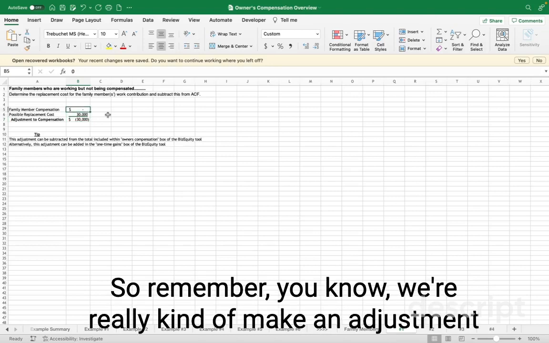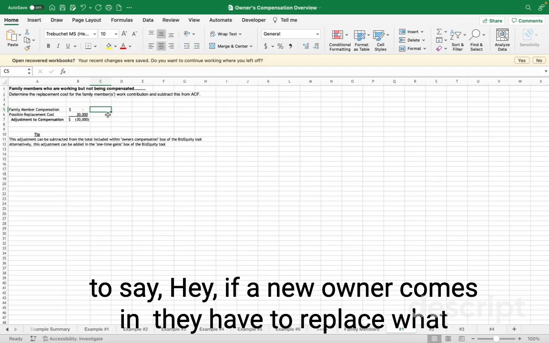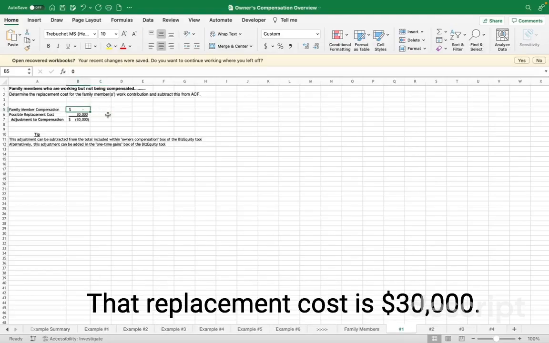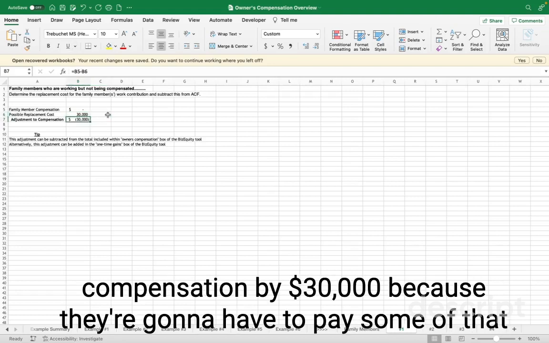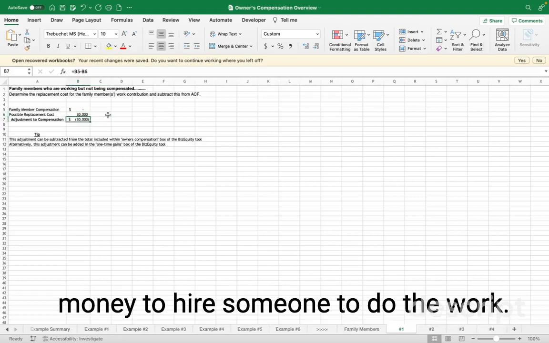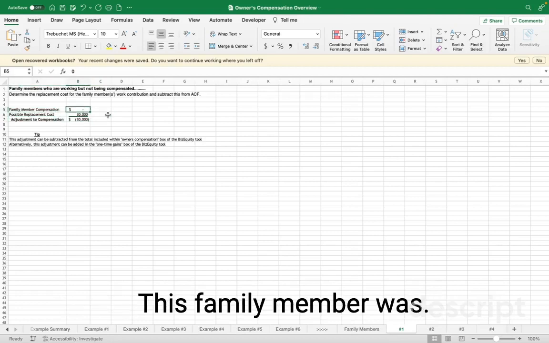So remember, we're really trying to make an adjustment to say, hey, if a new owner comes in, they have to replace what this family member is doing. That replacement cost is $30,000. So we actually need to bring down the amount of potential owner's compensation by $30,000 because they're going to have to pay some of that money to hire someone to do the work this family member was doing.